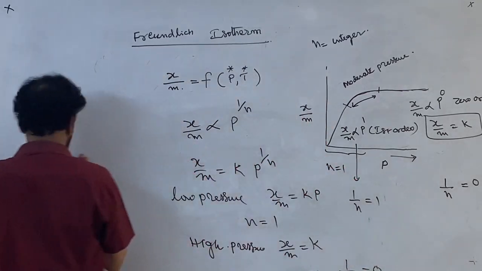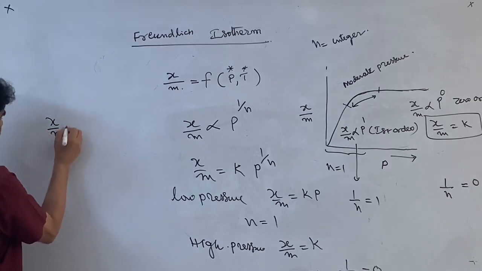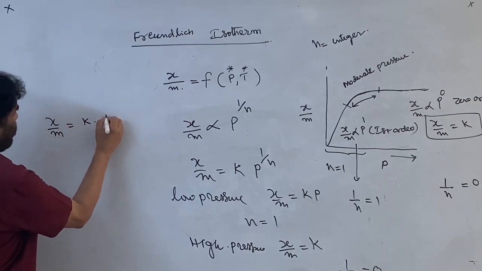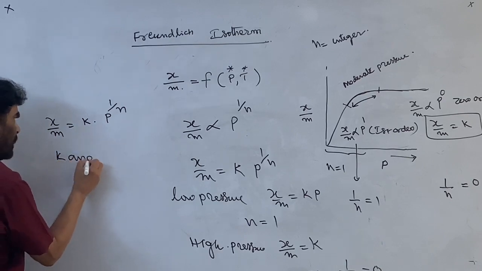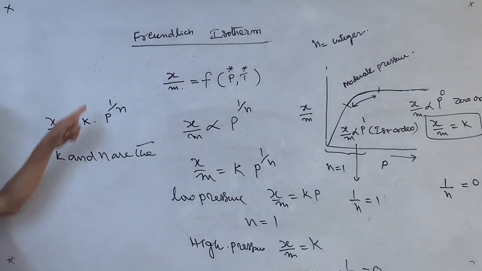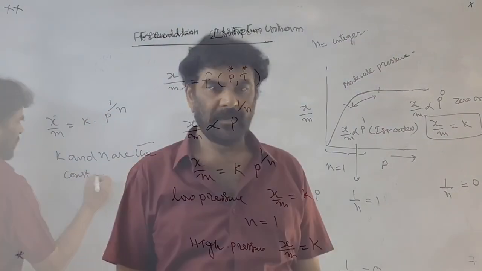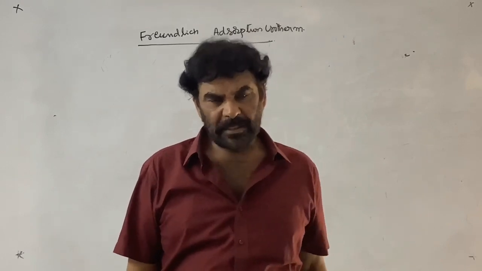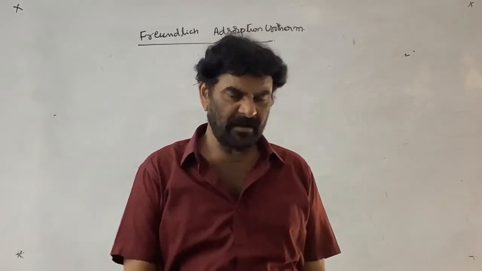Therefore, the overall equation is that x by m is equal to k into p to the power of 1 by n. K and n are the constants. To explain his observation, Freundlich proposed that mathematical relation.